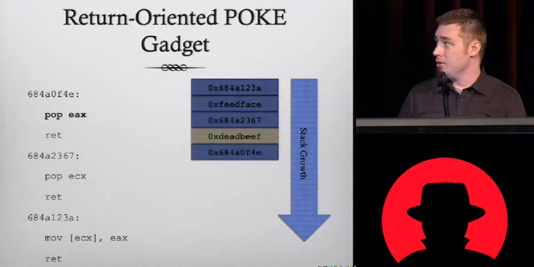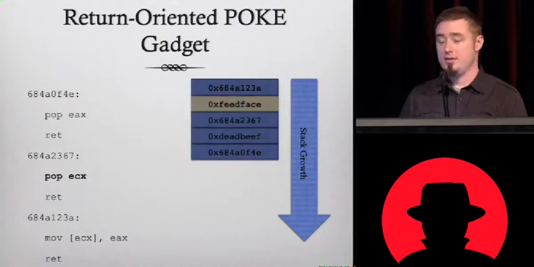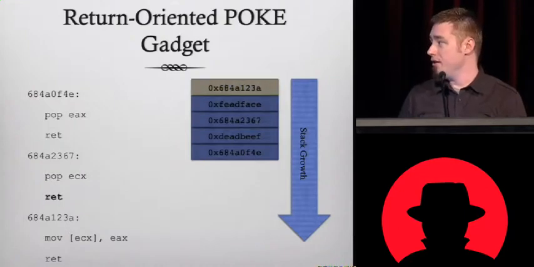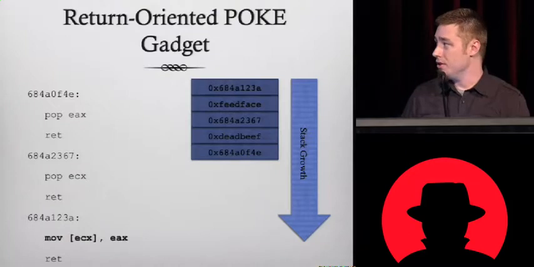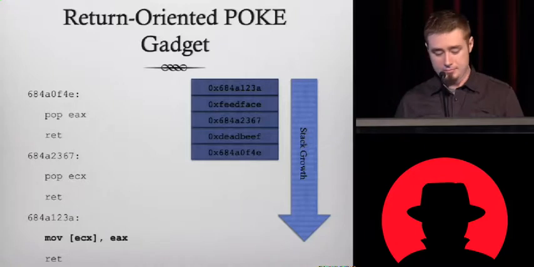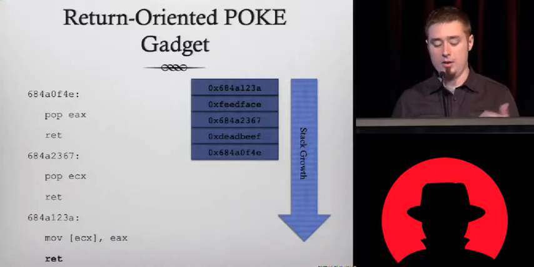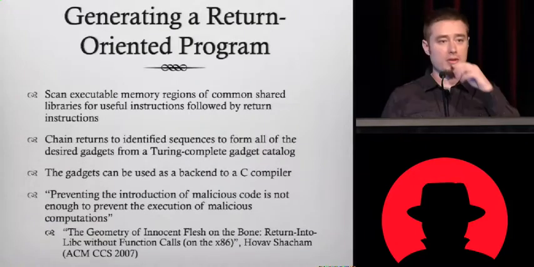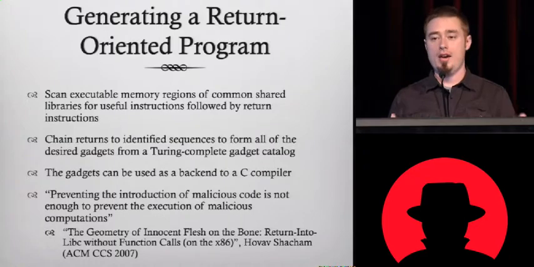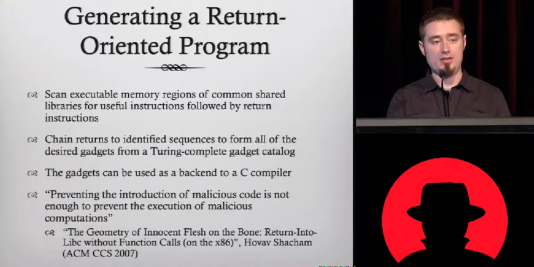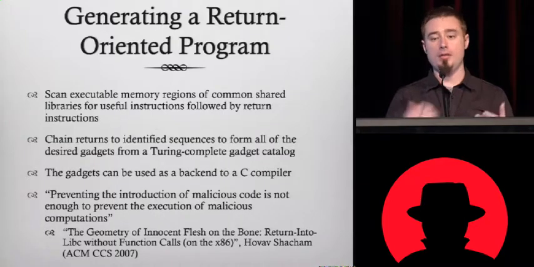We're going to return, pop EAX to dead beef, return again. Now we're going to set ECX to feed face. And then when we return to our third sequence, we're going to write dead beef into feed face. And return, and go on. So you can see how you can combine these gadgets to actually perform useful things. Once you have these gadgets, you can do higher level computations.